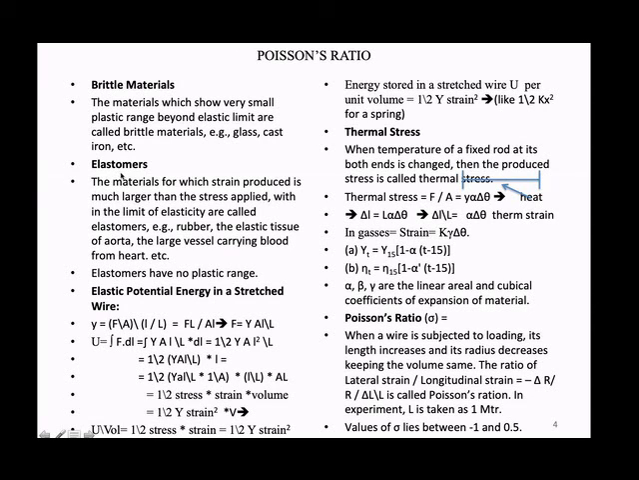Elastomers are materials that stretch too far, for which the strain produced is much larger than the stress. For example, rubber and even blood carrying vessels are all elastomers. Elastomers have no plastic range. They simply stretch and they break. If it is more than this, there is no plastic range.